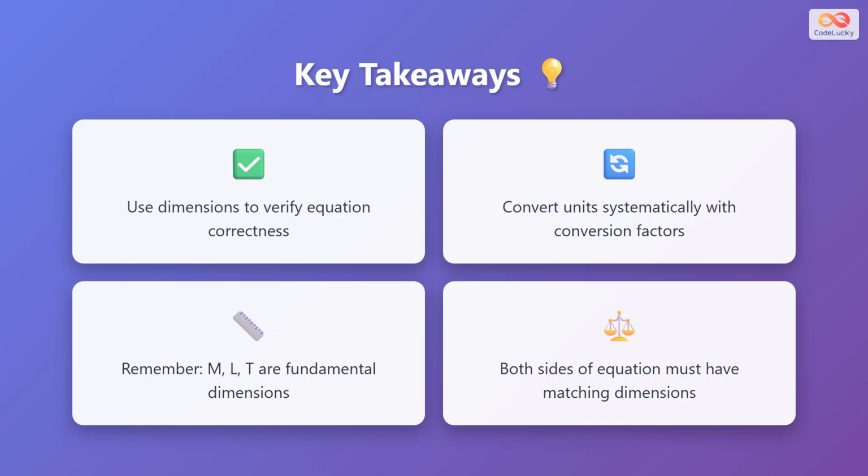Let's review the key takeaways from this tutorial. First, always use dimensional analysis to verify that your equations are correct by checking that both sides have matching dimensions. Second, convert units systematically by multiplying with conversion factors and canceling units diagonally. Third, remember that M, L, and T represent the fundamental dimensions of mass, length, and time that form the foundation of all physical quantities. Finally, keep in mind that both sides of any valid equation must have matching dimensions according to the principle of homogeneity. Master these concepts, and you'll have a powerful tool for solving physics problems with confidence and accuracy.